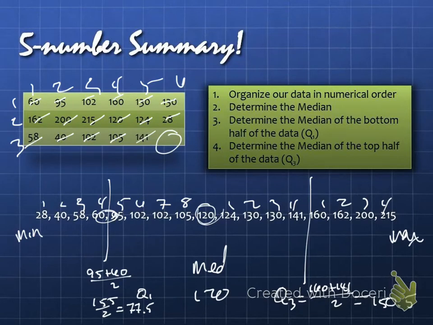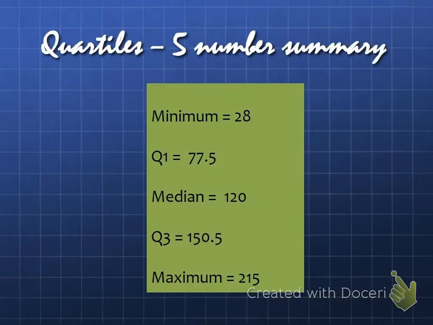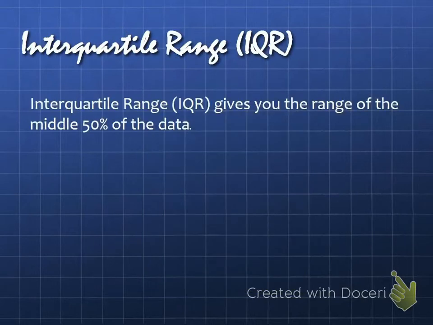So the minimum is 28. Q1 is 77.5, Q2 or the median is 120, Q3 is 150.5, and the max is 215. Okay? As seen here, a little bit easier to read. All right, that's how we go through and find it.